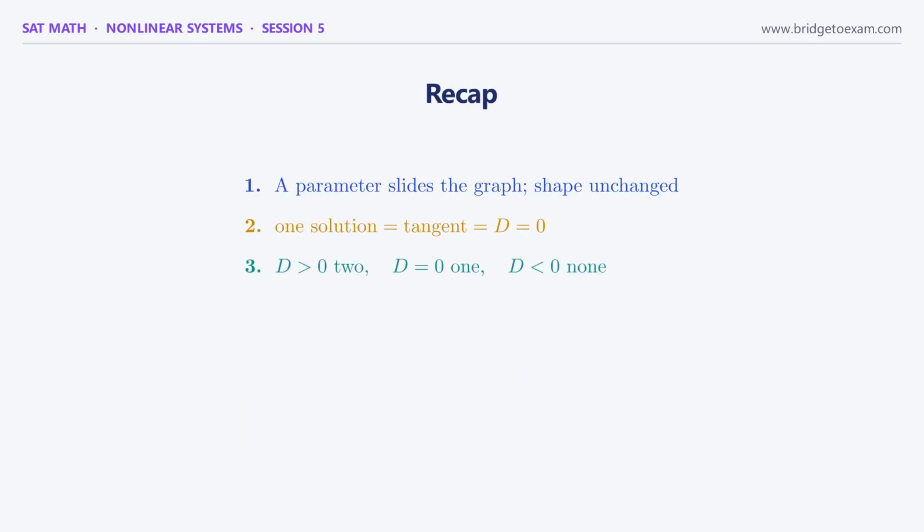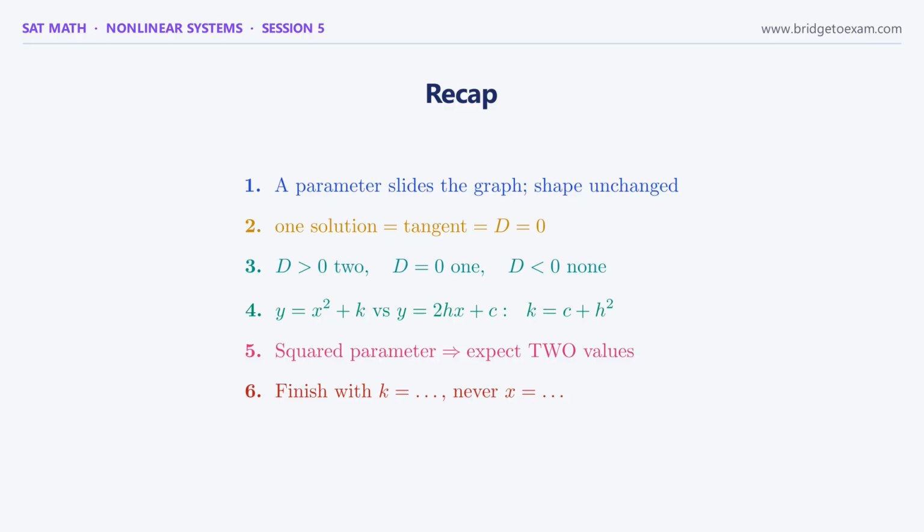A parameter is a dial that slides the graph without changing its shape. Exactly one solution, tangent, and d equals 0 are 3 names for one event. The method never changes. Set the expressions equal, collect into a quadratic, compute the discriminant, and then set it to 0 or positive or negative, depending on what was asked.